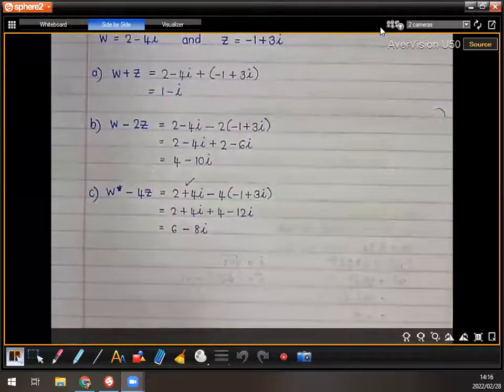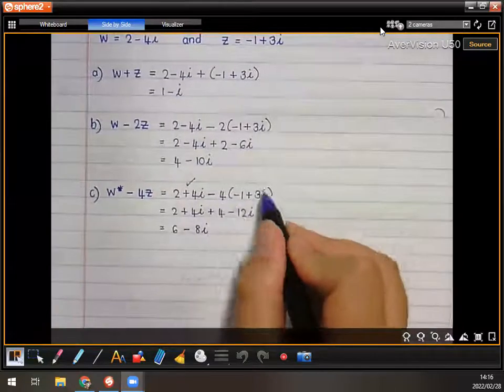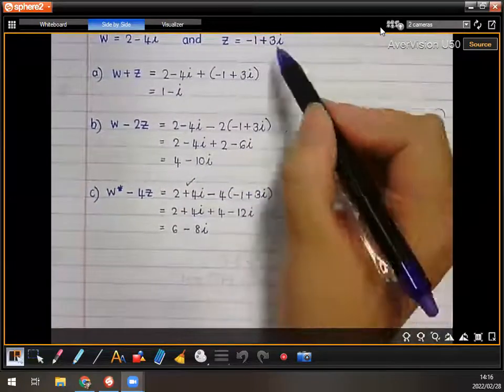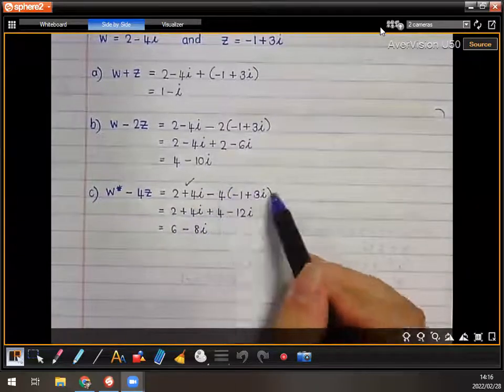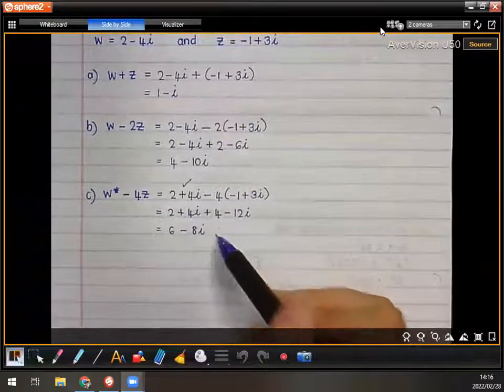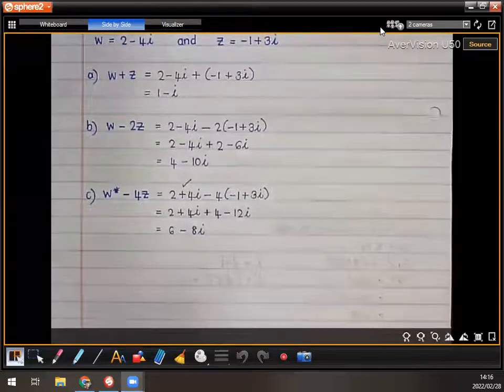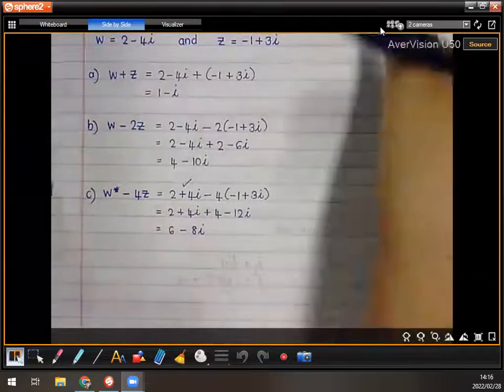This was a question in a test. Right, minus 4 times z. So now we're putting in z, which is that complex number there. Next step, you multiply a negative 4 in, and then you simplify. Okay, any questions on that, guys? You're fine? Okay, let's look at multiplication.